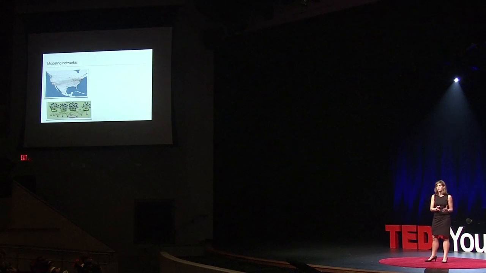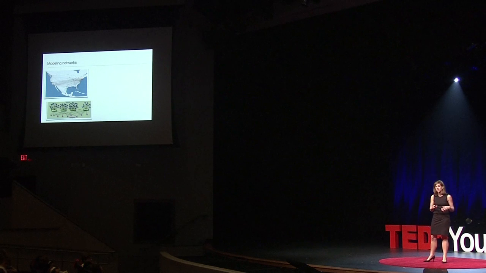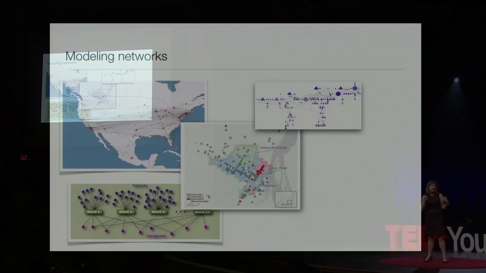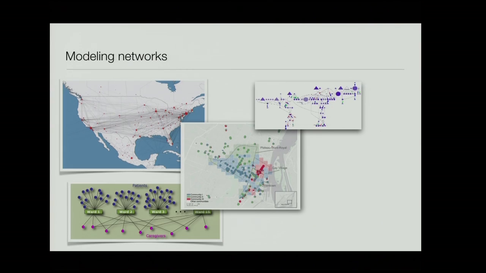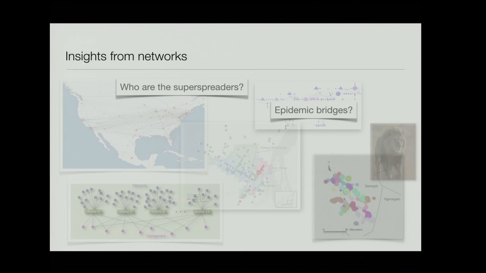So in order to understand diseases, we build models of networks at all different scales, from the entire globe down to a single healthcare facility. We also model networks that represent different kinds of interactions, from the casual encounter in an internet cafe in Montreal to high-risk needle sharing or sexual contacts in an at-risk population in urban Atlanta. And we even build network models for different species, including pride-living lions in the Serengeti. And from these models, we really are getting important insights into how diseases spread.